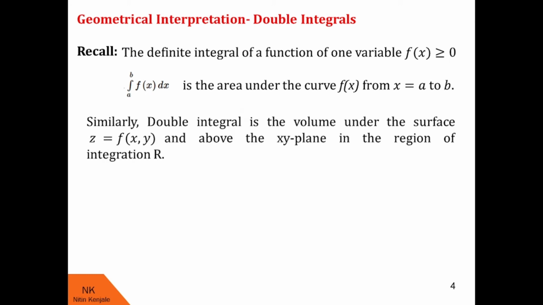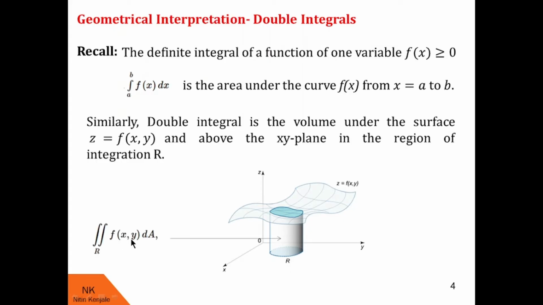Similarly, double integral is the volume under the surface z is equal to f of x comma y and above the xy plane in the region of integration R. Look at this diagram. This is the surface z is equal to f of x comma y and this cylindrical shape is your region of integration R. Then the double integral of f of x comma y over dx dy or dy dx is nothing but the volume under this surface over the xy plane. I hope you understood the geometrical interpretation of double integrals.